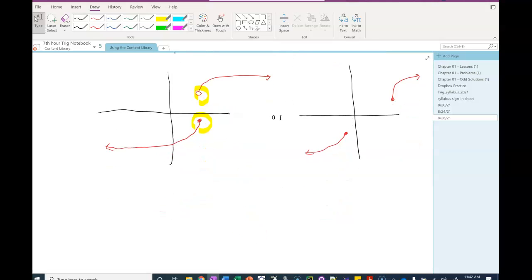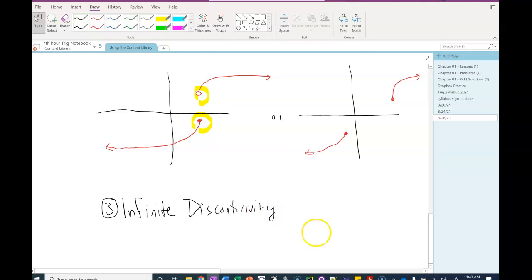Again, we won't talk about how you would have to write a function that would have a jump discontinuity in it. That's beyond the scope of what we need to do in this class. I just like you to be able to look at the graph and identify what kind of discontinuity is there. The third kind is an infinite discontinuity.